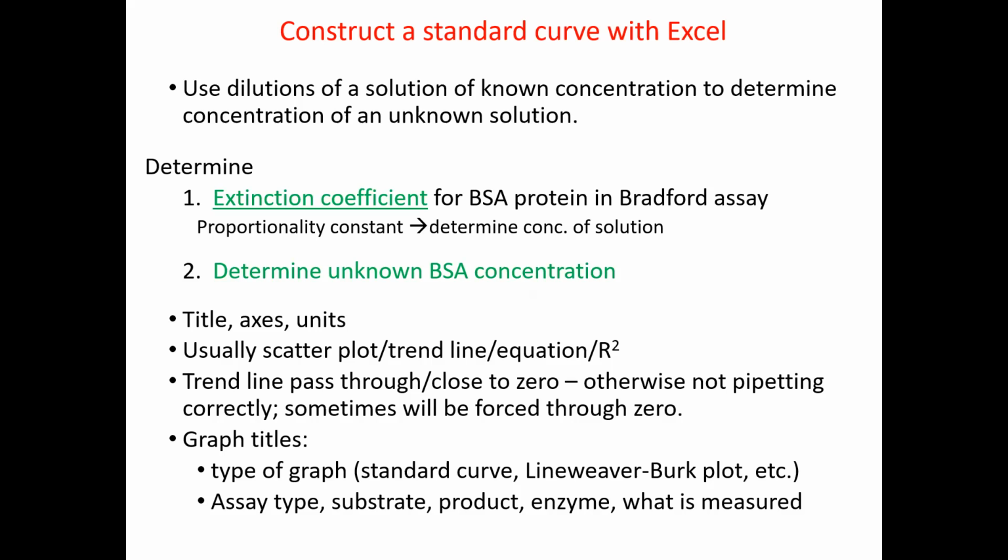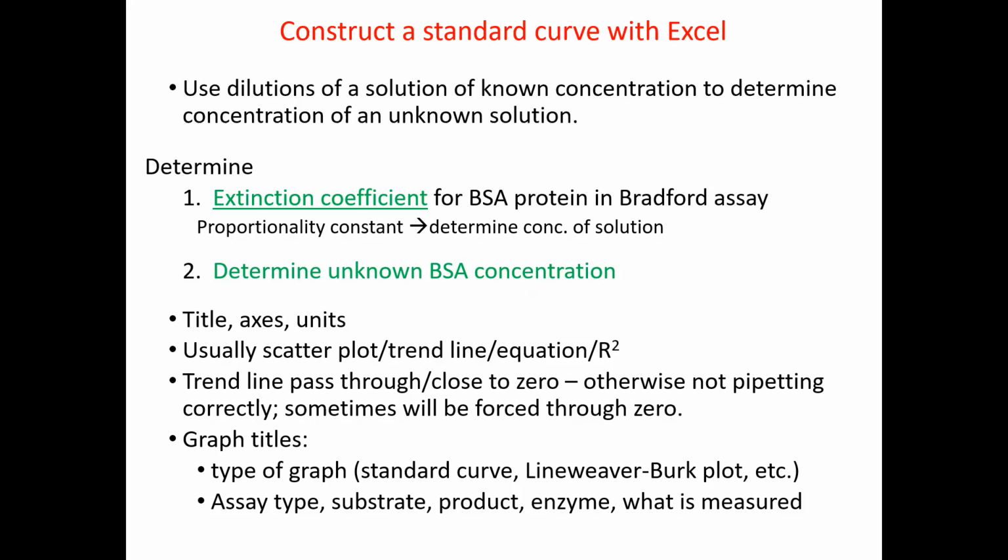For your graph, make sure you put on a title, label the axes, add units. Usually you'll use a scatter plot with the data points not connected. Add a trend line, equation, and R squared. Again, that trend line should pass close to 0. Otherwise, you're not pipetting well. Some of the graphs will force through 0, some you can't.